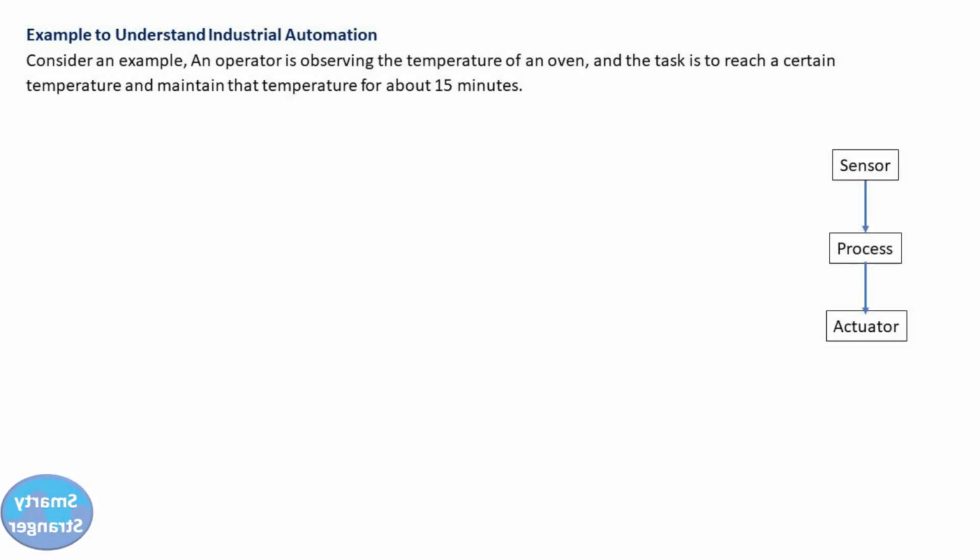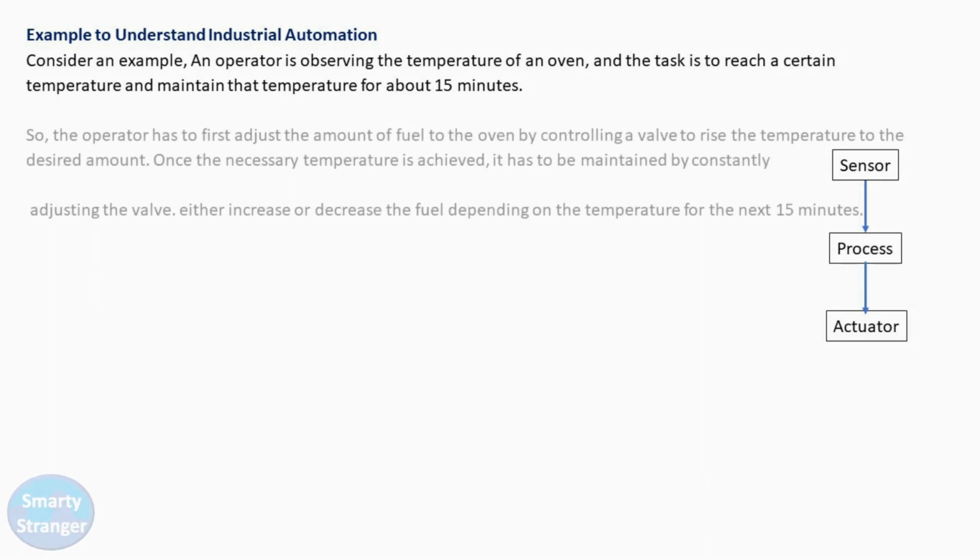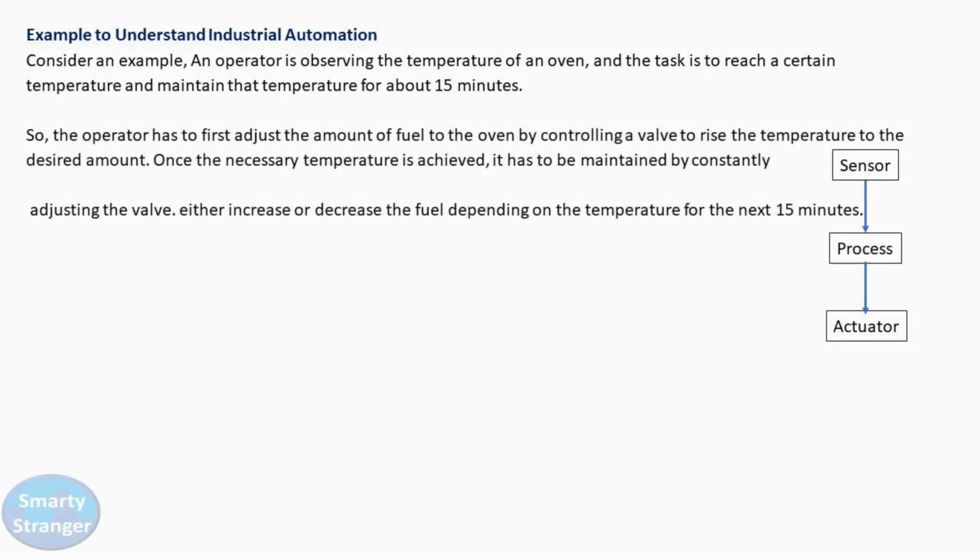Example to understand industrial automation. Consider an example. An operator is observing the temperature of an oven, and the task is to reach a certain temperature and maintain that temperature for about 15 minutes. So, the operator has to first adjust the amount of fuel to the oven by controlling a valve to raise the temperature to the desired amount. Once the necessary temperature is achieved, it has to be maintained by constantly adjusting the valve, either increasing or decreasing the fuel depending on the temperature for the next 15 minutes.